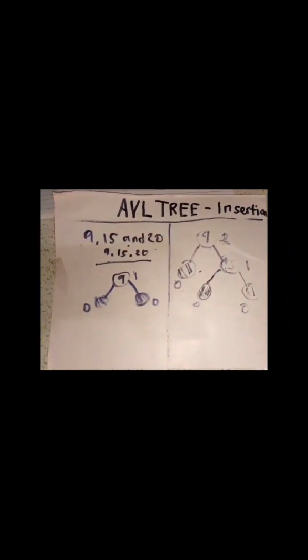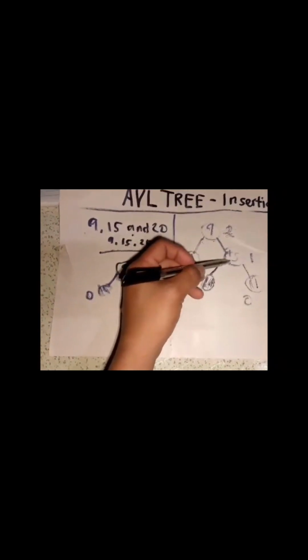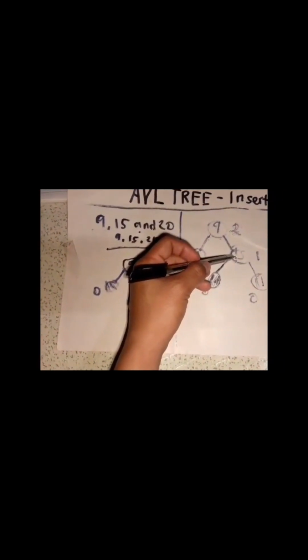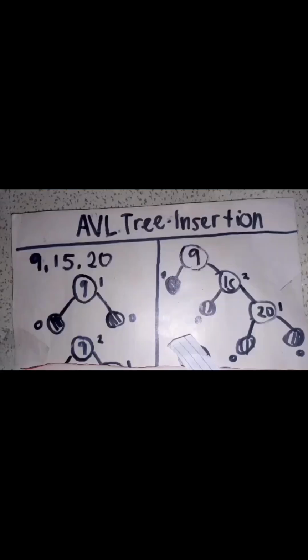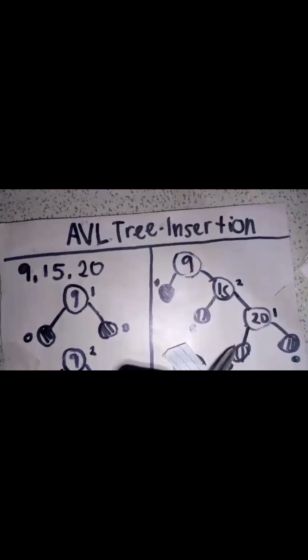With that in mind, let's add node 20. So we add 20, so we go to 9. 20 is greater than 9, so it will be added to the right of 9. 20 is greater than 15, so 20 will be added to the right of 15. I've added 20, so now we're going to extend 20 with external nodes.